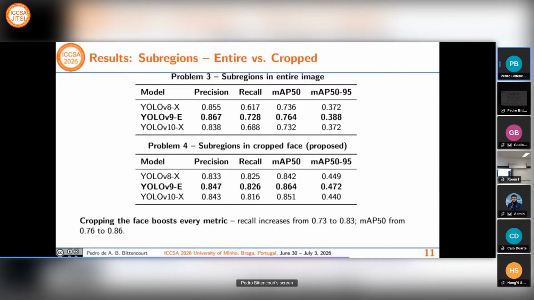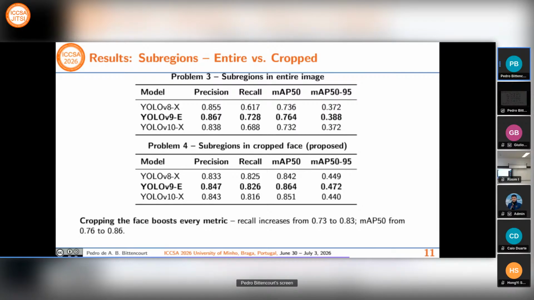That is subregion detection in cropped face images. Looking at YOLO V9, which is the best model in both cases, recall increased from 0.728 to 0.826. mAP50 goes from 0.764 to 0.864, and crucially, mAP50-95, which is the most challenging metric, improves from 0.388 to 0.472. That's a 22% improvement on the hardest metric.